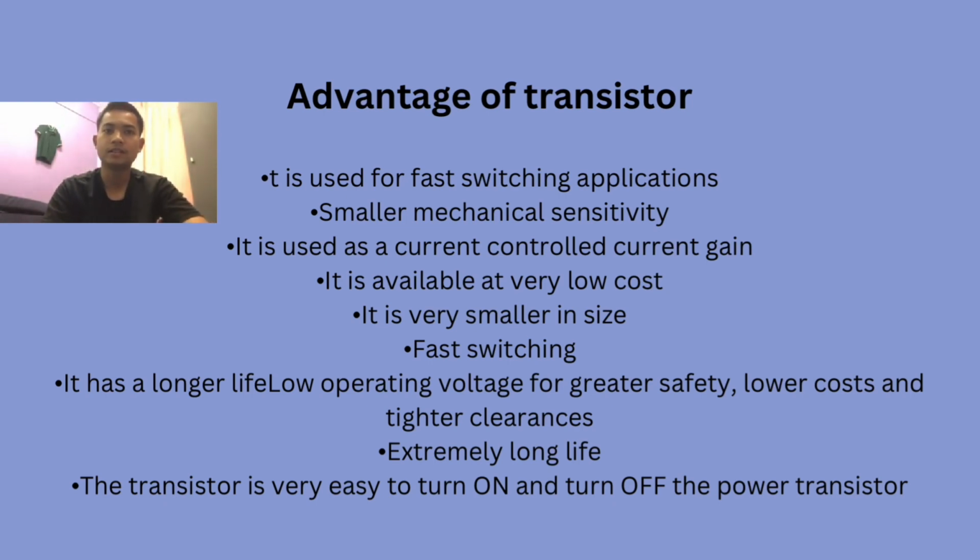Advantages of transistor: it is used for fast switching applications, with smaller mechanical sensitivity. It is used as a current controlled current gain device. It is available at very low cost. It is very small in size. Fast switching: it has a longer life, low operating voltage for greater safety, lower cost and tighter clearance. Extremely long life. The transistor is very easy to turn on and turn off.